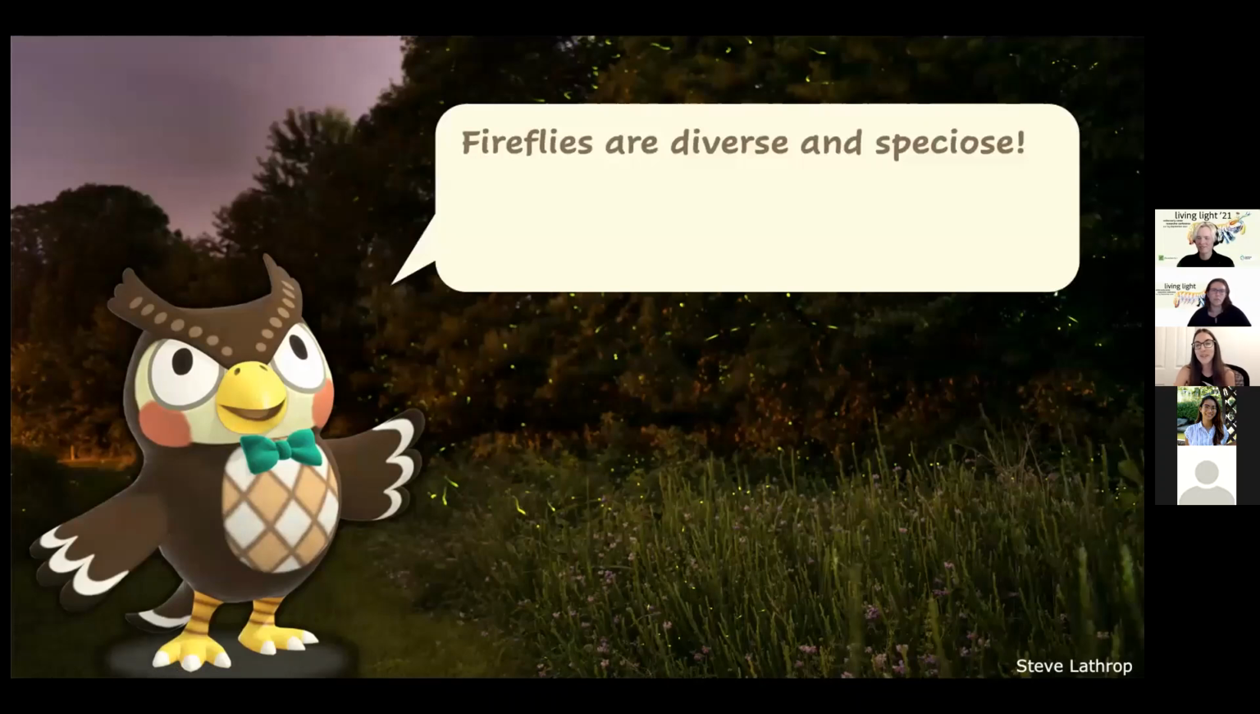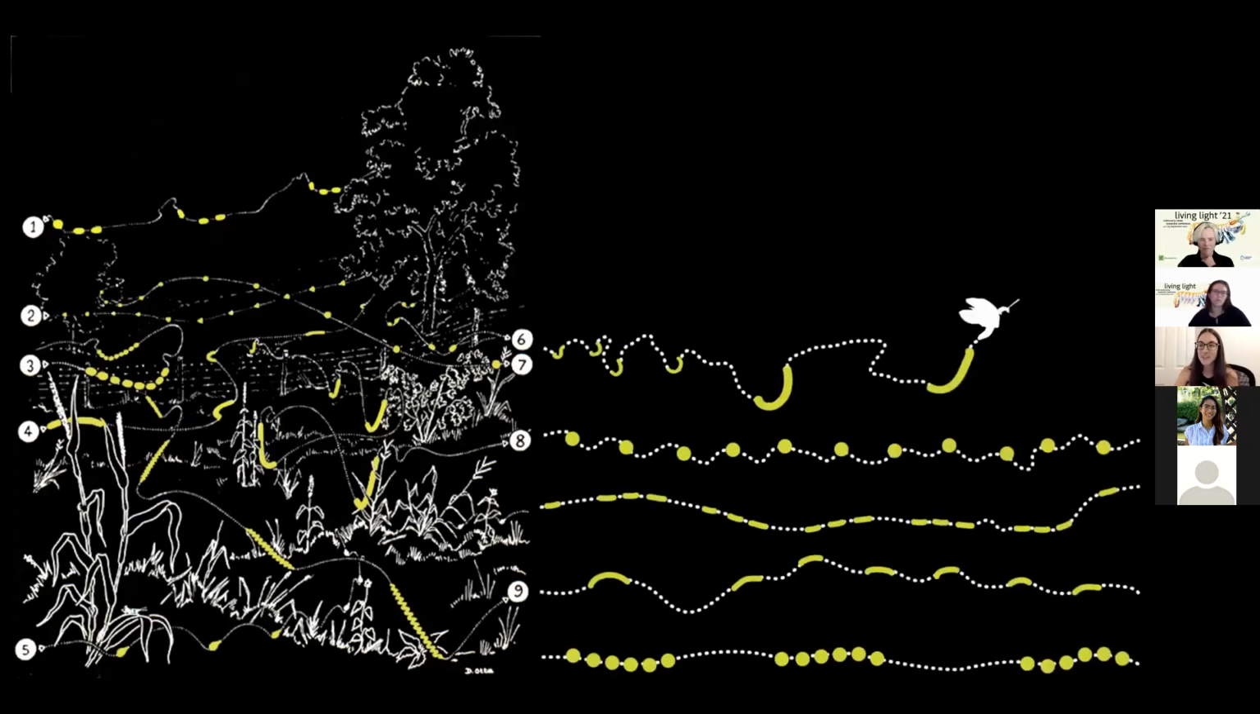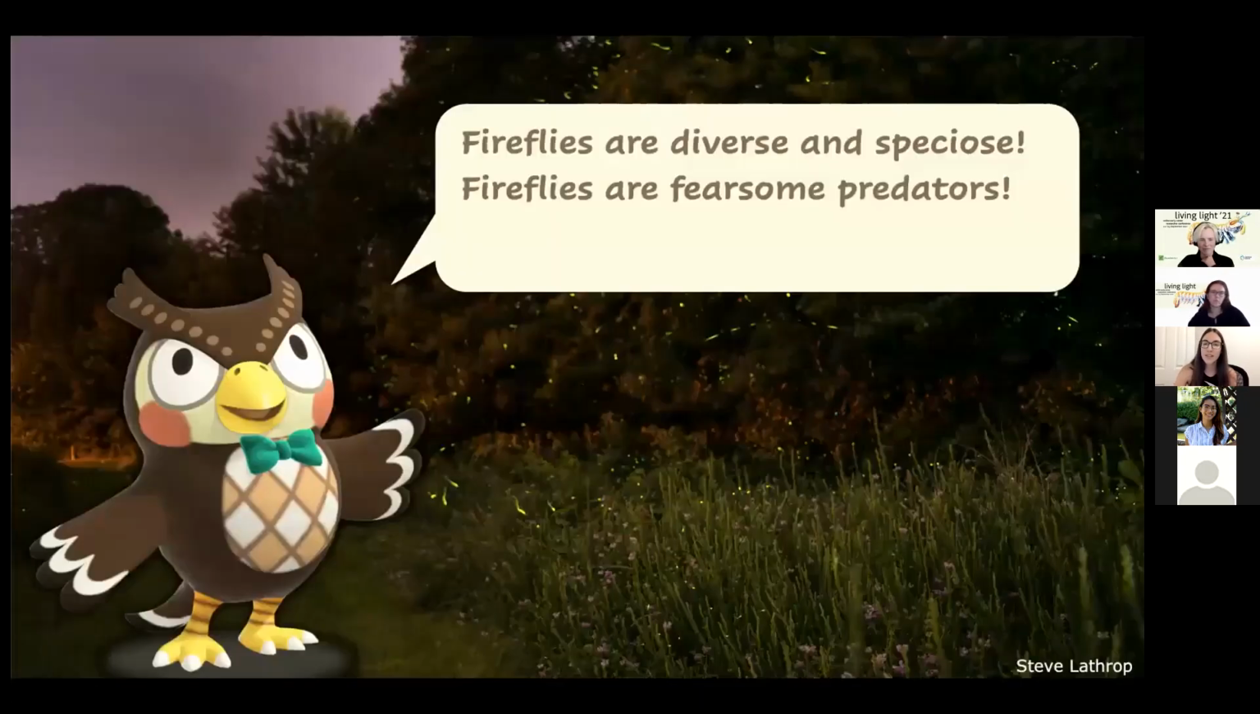The first one is that fireflies are super diverse and species rich. There are over 2,000 species on every continent except Antarctica. Here in North America, you often find up to 15 species of firefly in the same spot. And each species will have a unique flash pattern that they use to distinguish themselves from others nearby. The other thing is that fireflies are fearsome predators.